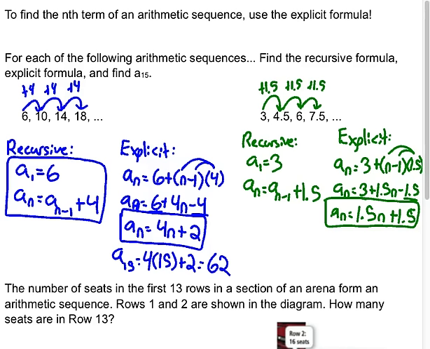If I want the 15th term, remember, all you want to do is plug 15 into the explicit. If you ever want a particular term in the sequence, it's often much, much easier to use the explicit formula. And when you do, in this case, you get 24.